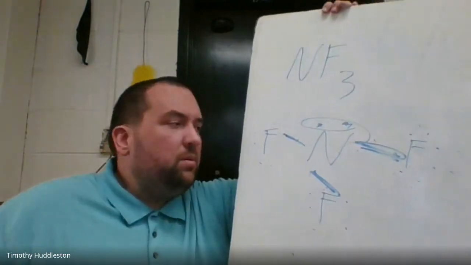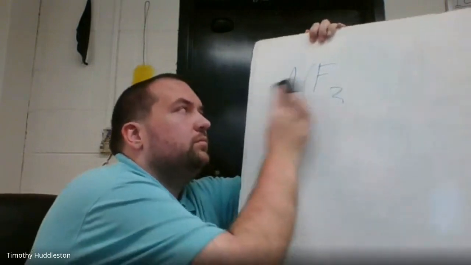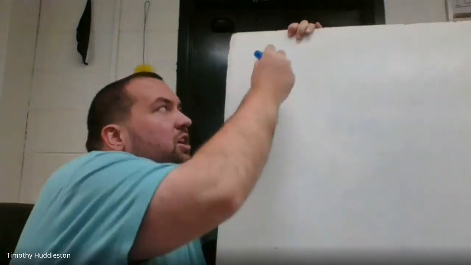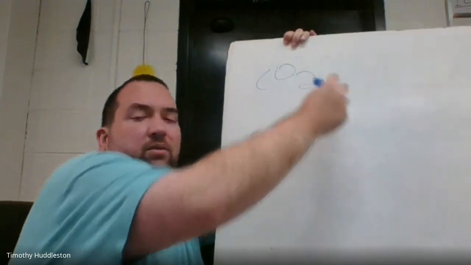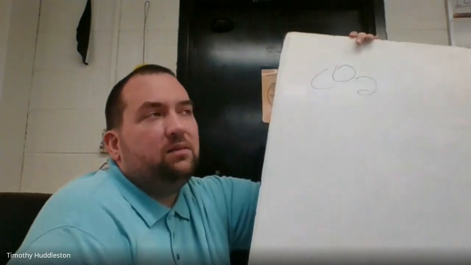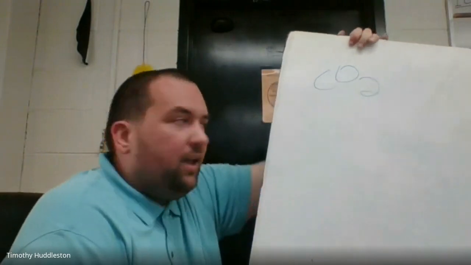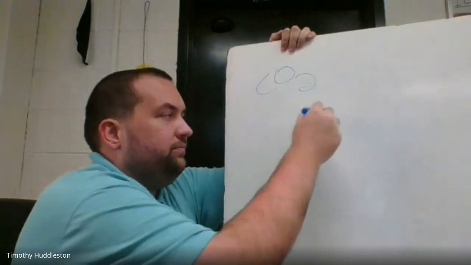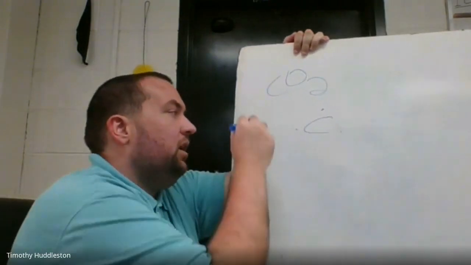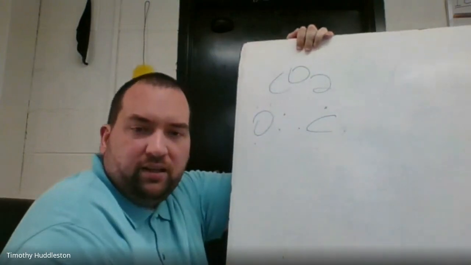Now let's try a little bit more complicated one. Let's try CO2. Most of you would probably think, well, CO2 is pretty easy because I know CO2 is carbon dioxide. Well, let's test that. First off, C. From earlier, we know it's got 4 valence electrons. O is in group 16, so it's got 6 valence electrons.